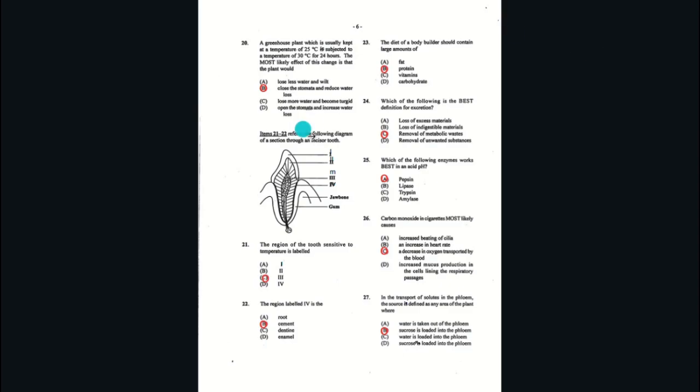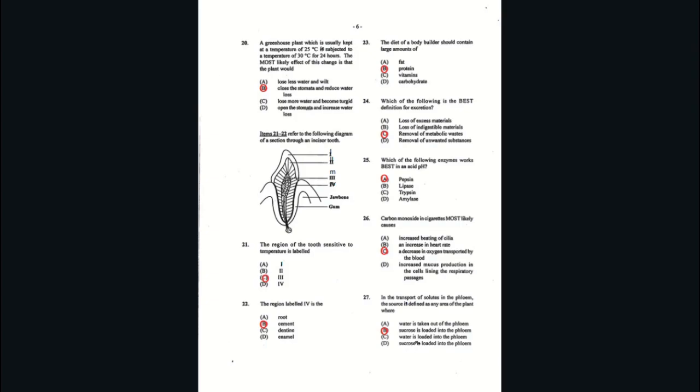Then now we're at items 21 and 22, and we're talking about this incisor tooth. The region of the tooth sensitive to the temperature is labeled 3. So basically right here, that's it. So 3 is the region of the tooth sensitive to the temperature, right? The answer would be C, and the answer would be 3. Just ignore that M. Who knows why that M is there? Anyways, the region labeled 4, which is basically right here, is the cement.